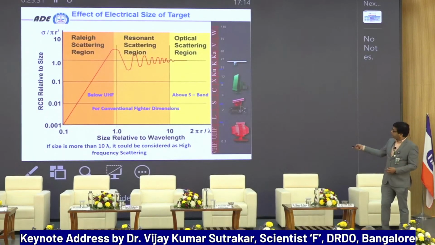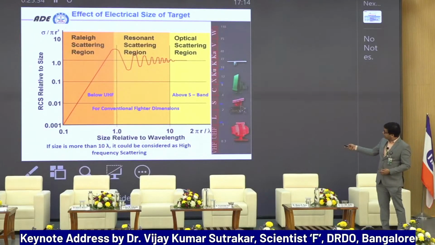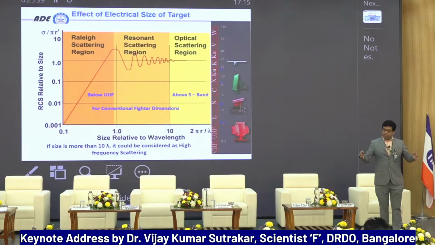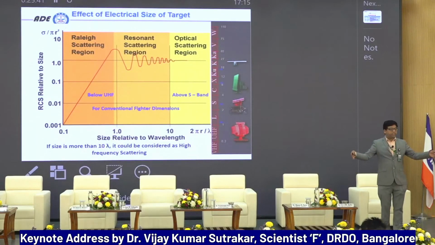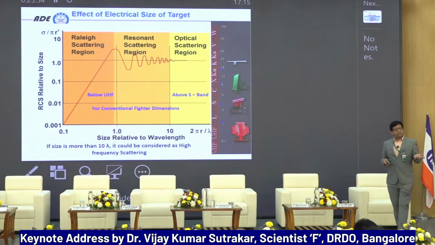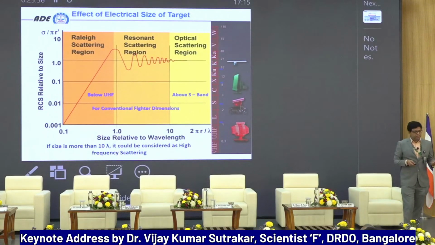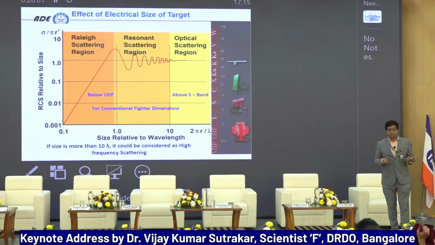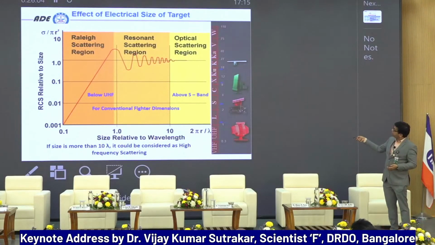With respect to the wavelength, when you are talking about 10 in electrical size, for example, if your aircraft is 10 meters in dimension and the frequency is 1 gigahertz, it will come to 10 times the wavelength. So 1 gigahertz frequency for a 10 meter bird will fall into the optical region. Once we are in the optical region, it's much easier to shape the aircraft. But if it goes lower than that, it becomes too tough, because it will be resonating and your signature will keep on fluctuating. Sometimes it will be more, sometimes less.